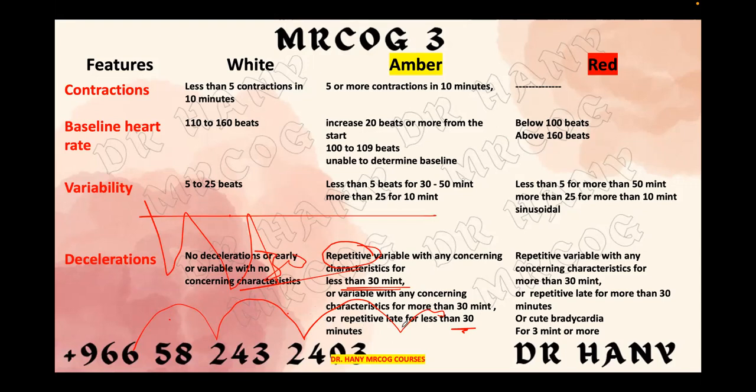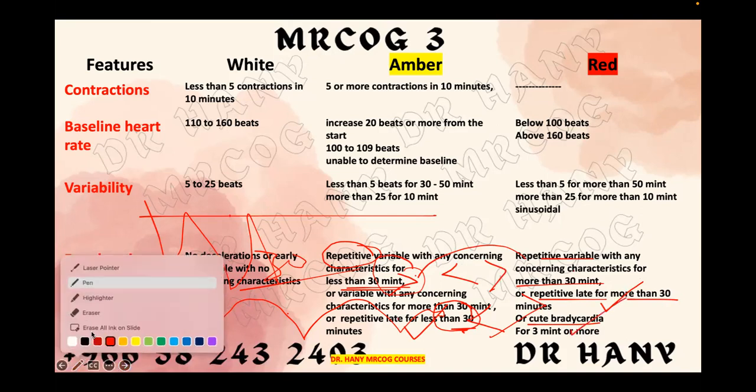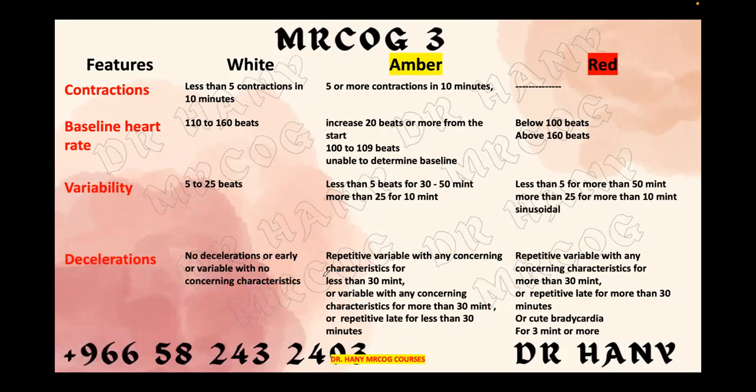Repetitive late decelerations for less than 30 minutes are amber. More than 30 minutes will be red. Repetitive variable with any concerning character for more than 30 minutes is red, or late for more than 30, or acute bradycardia for 3 minutes or more. So the same parameter changes if it is less than 30 or more than 30. Late, less than 30, amber; more than 30, red. Repetitive variable, less than 30, amber; more than 30, red. This is the summary. And acute bradycardia not recovering for 3 minutes or more will be red.